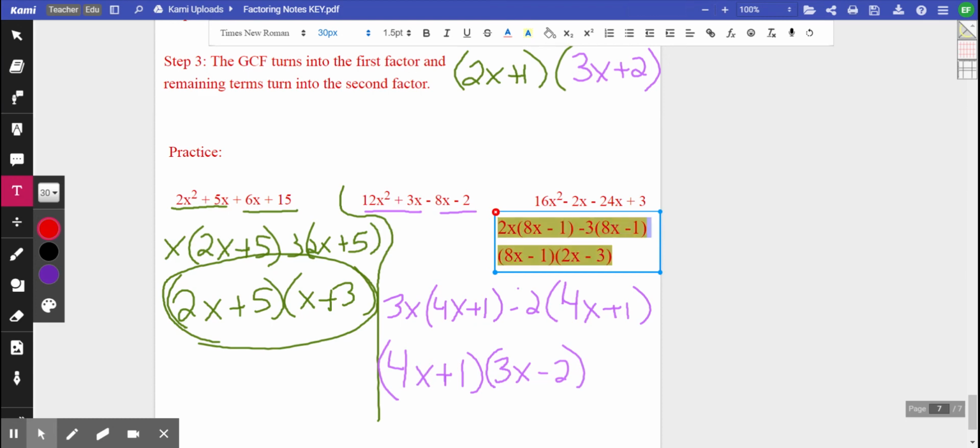Right? So that is our factoring by grouping.